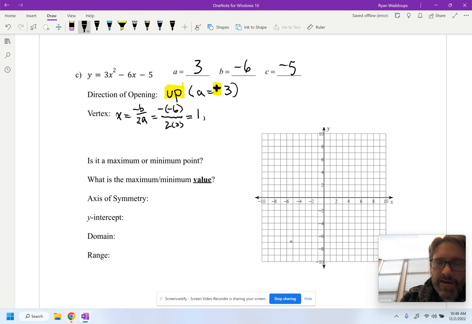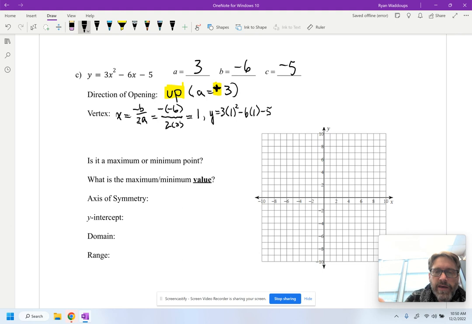And then we can say for the y-coordinate, y equals 3 times 1 squared minus 6 times 1 minus 5. And I'm going to do a little quick arithmetic here mentally. 1 squared is 1 times 3 is 3. Minus 1 times 6, that's -6, and minus 5. And 3 minus 6 is -3. -3 minus 5 would be -8. And so the vertex is the point 1, comma, negative 8.